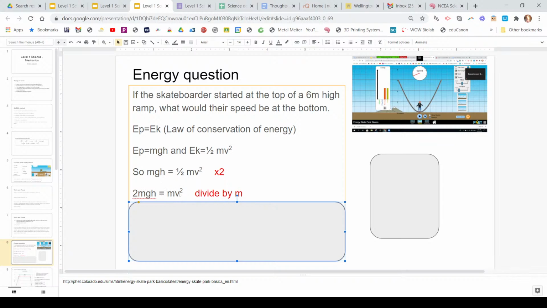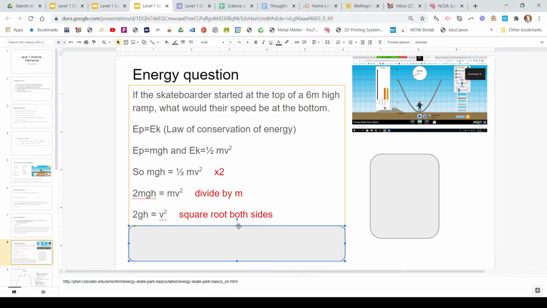Because we've got m on both sides of the equation, we can divide by m to get rid of the m's. And that gives us 2gh is equal to v squared. And then I can square root both sides. Now don't worry too much if these steps are kind of going over your head. Ultimately, you might just need to know the end step here.